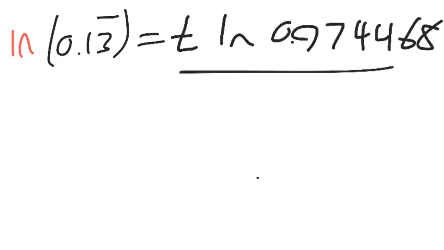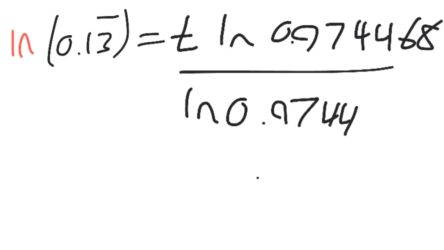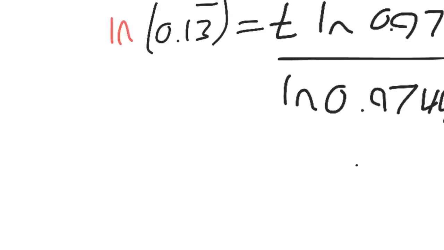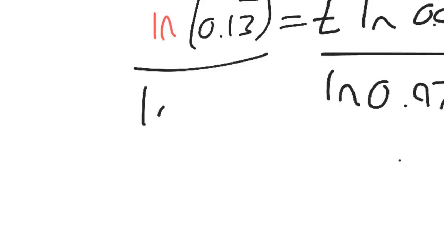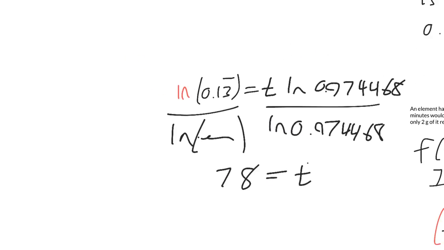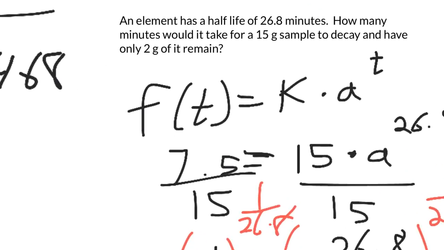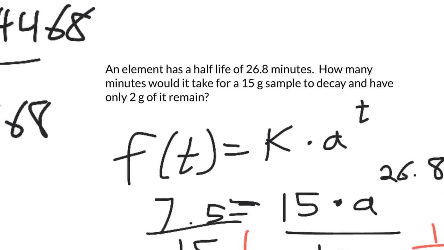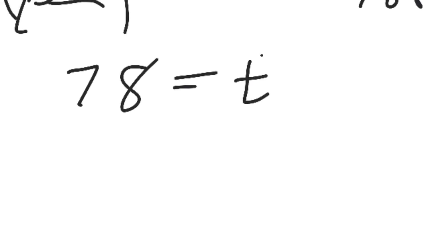So to get t by itself, we can divide natural log 0.974468 from both sides. I can't write that out. All those 0.97 blah blah blah goes there in that scribble mark. That will get t by itself. It rounds up to 78 minutes in this case. So to answer the question, how many minutes would it take for that decay? It would take just about 78 minutes.